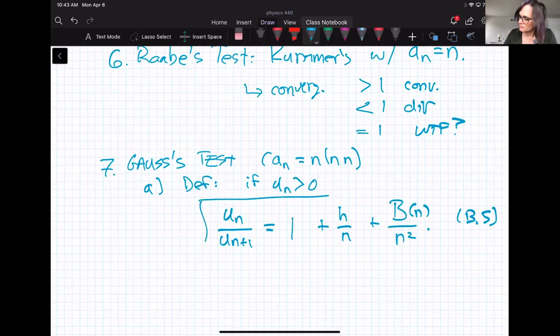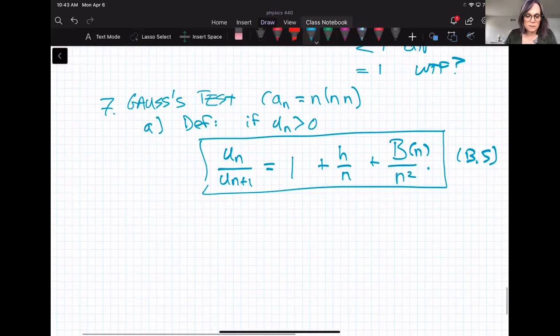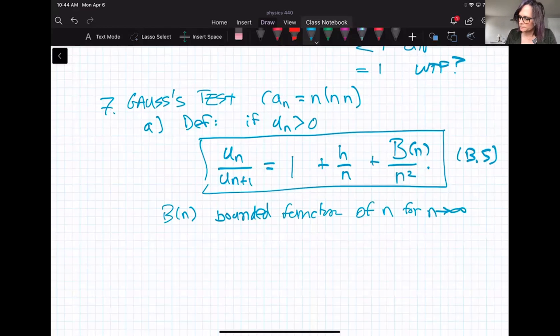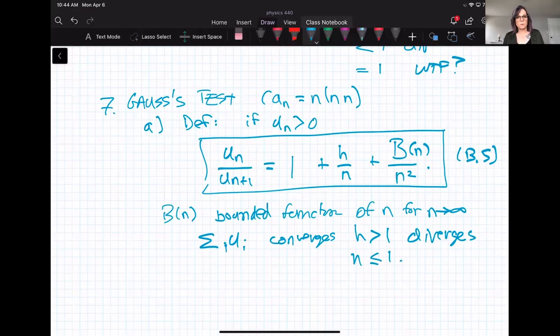This is going to be our test. And b of n is a bounded function, hence the b, as n goes to infinity, then the sum of u sub i converges for h greater than 1 and diverges for h less than or equal to 1. So it'll give you a definitive result.